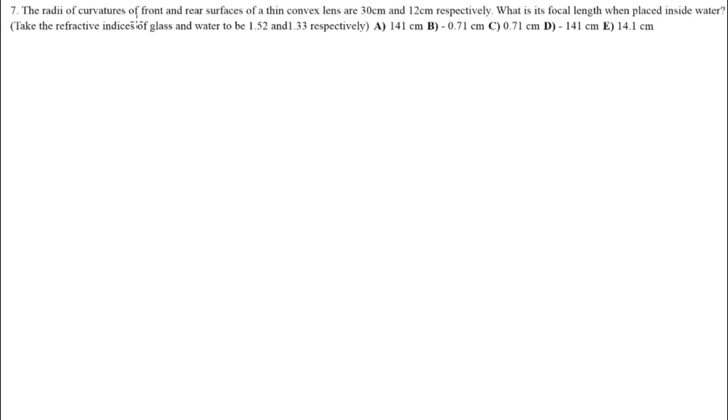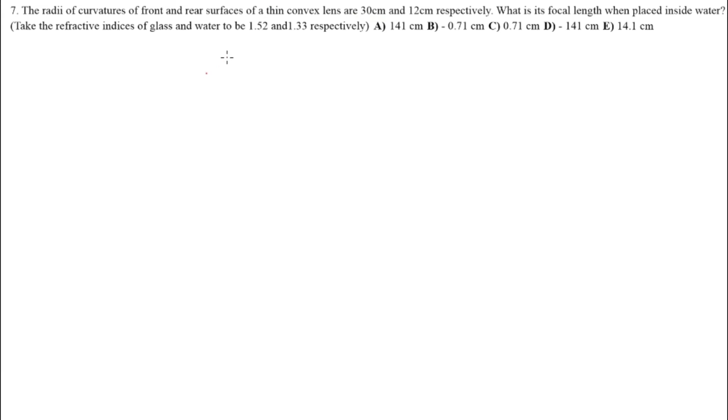The radii of curvatures of front and rear surfaces of a thin convex lens are 30 centimeter and 12 centimeter respectively. What is its focal length when placed inside water? Take refractive indices of glass and water to be 1.52 and 1.33 respectively.